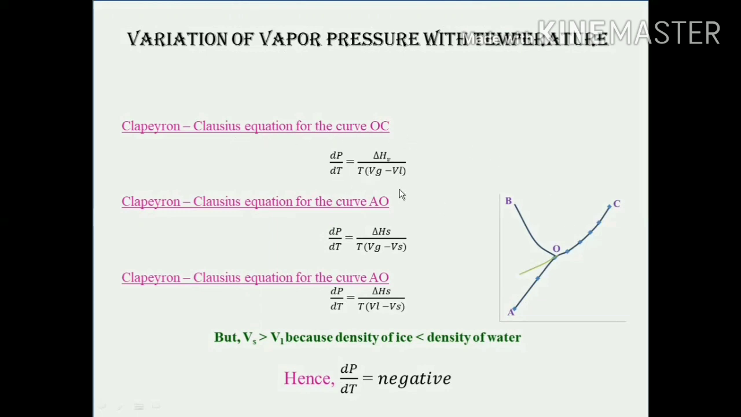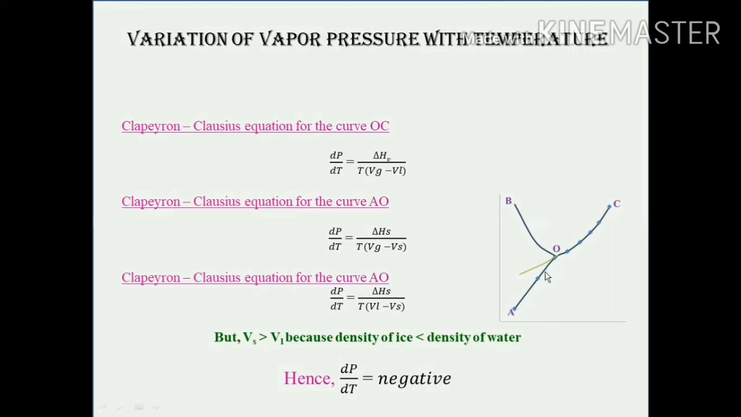So along the curve OC, the variation of temperature and pressure is given by the Clapeyron-Clausius equation, which is this. Similarly, we can have the Clapeyron-Clausius equation for the curve AO also, and for the curve OB also. We don't have much problem in the curves AO and OC. Why? Because the AO curve is going to have a positive slope, and similarly the OC curve is also going to have a positive slope over here.